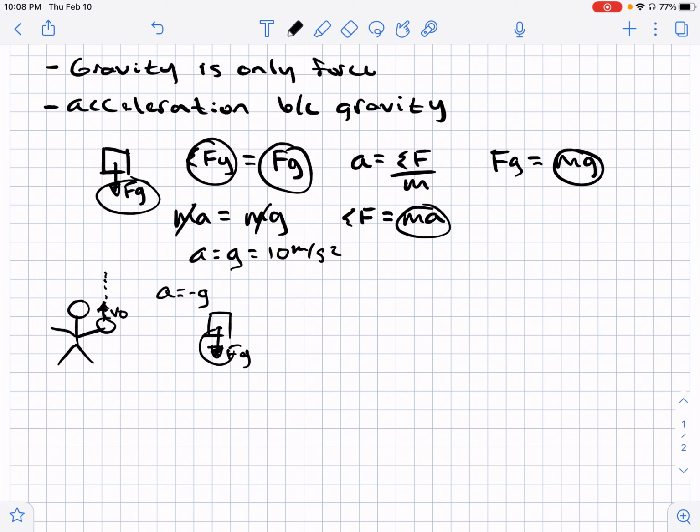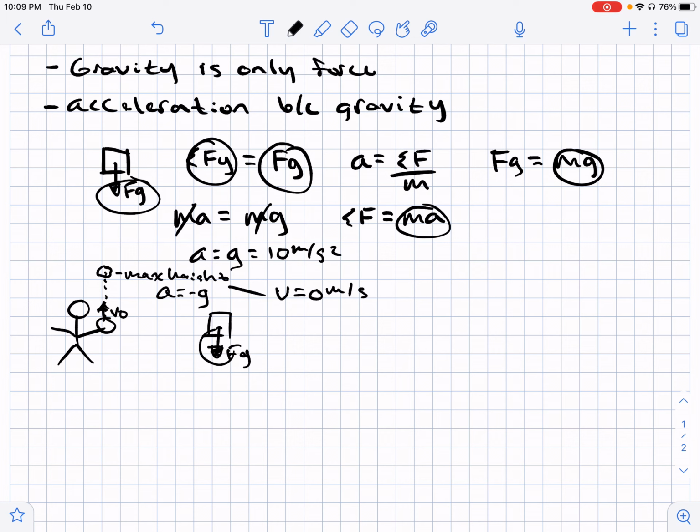Also in this situation, when it reaches its max height, so let's say our ball is right here, and this is the max height, at the max height our final velocity is equal to 0 meters per second. That's an assumption that we make if you have a problem where you're looking at the max height of an object thrown straight up in the air: we know that the final velocity is going to equal 0.